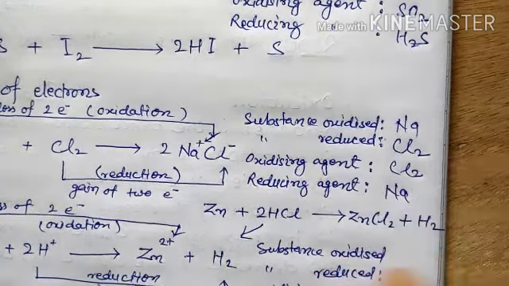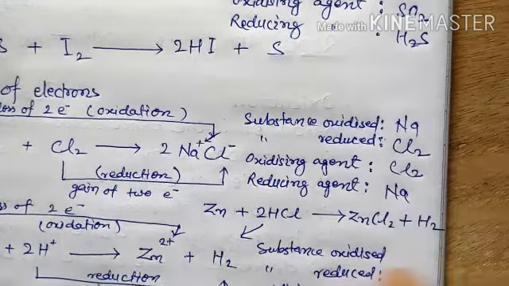Now in this case, this is the case when zinc reacts with hydrochloric acid, it forms zinc chloride and hydrogen gas. So from this reaction we can take this one, zinc. In this case zinc is losing 2 electrons and it forms zinc ion, and here 2 hydrogen ions gain electrons and form hydrogen gas.